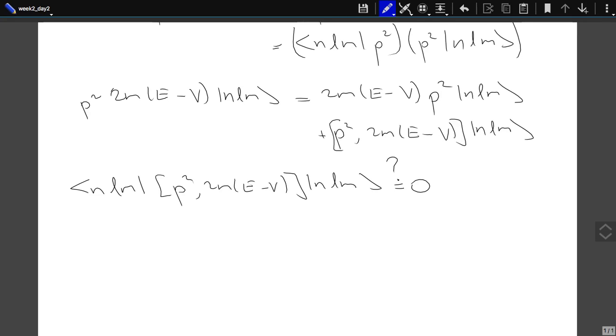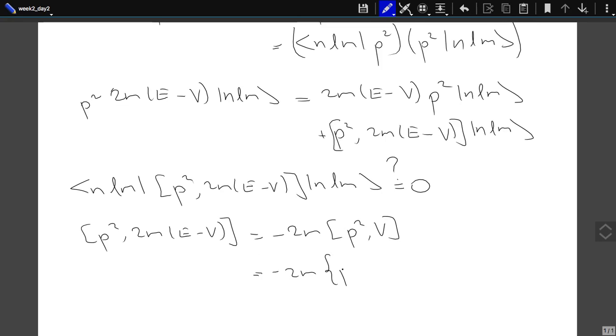Now let's evaluate the commutator first. Well, E is just a constant, so we can just forget about that. It commutes. This is minus 2m times the commutator of p squared and V, which we can write as p scalar product with the commutator of p with V, plus the commutator of p with V scalar product with p.